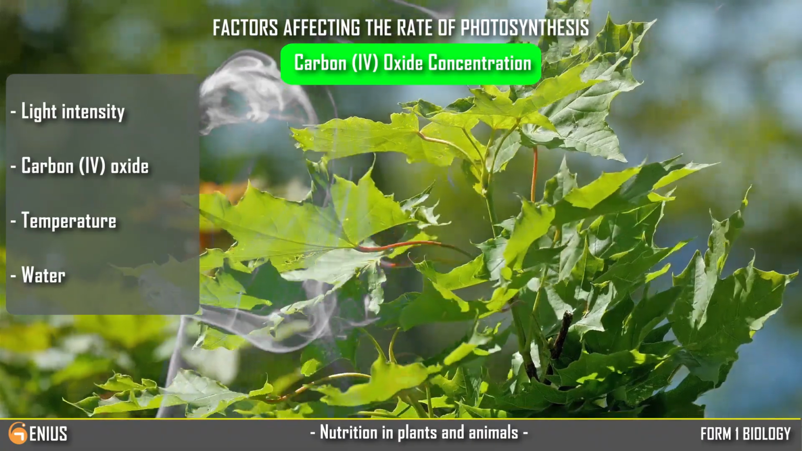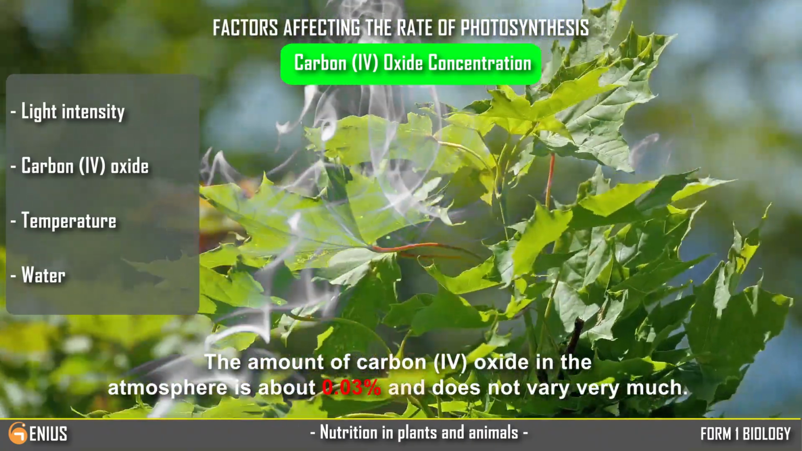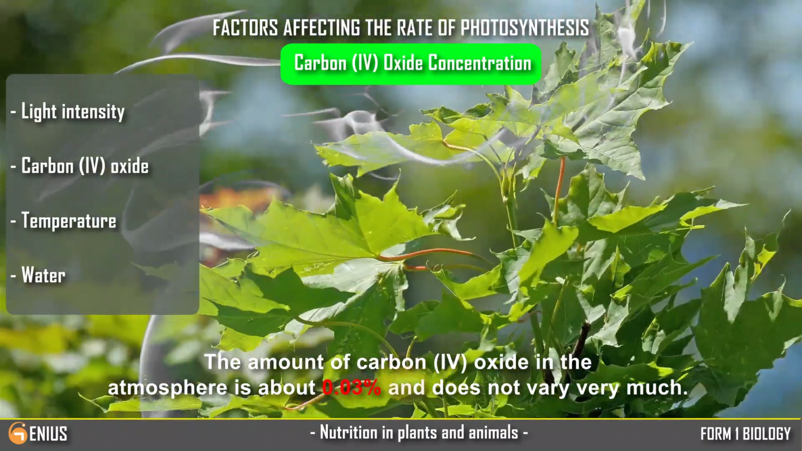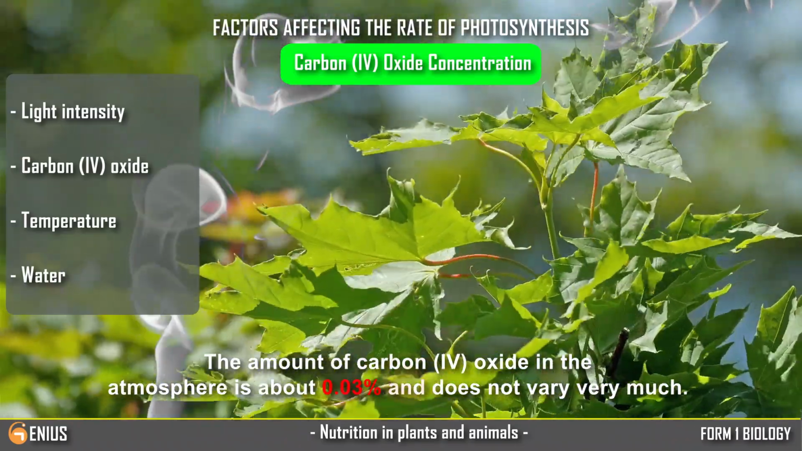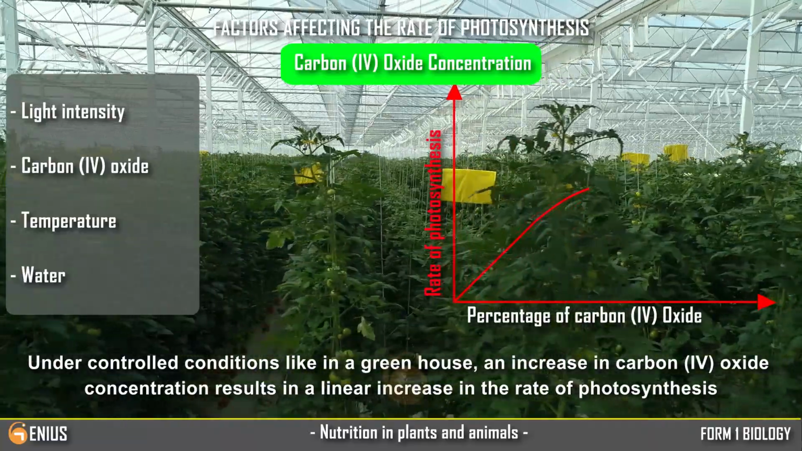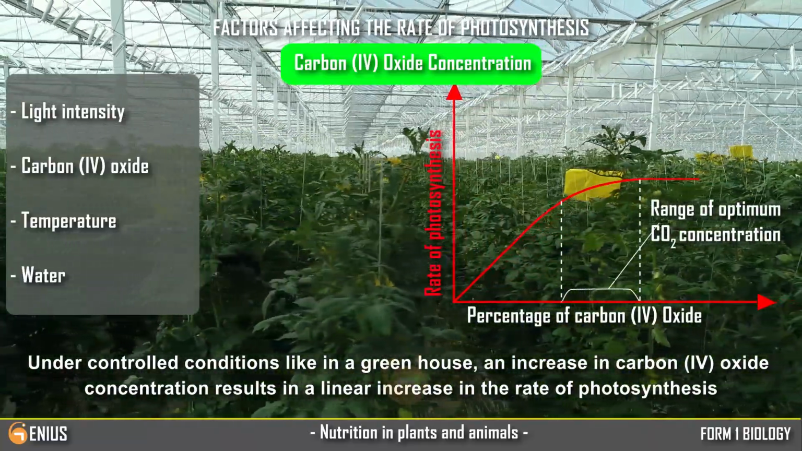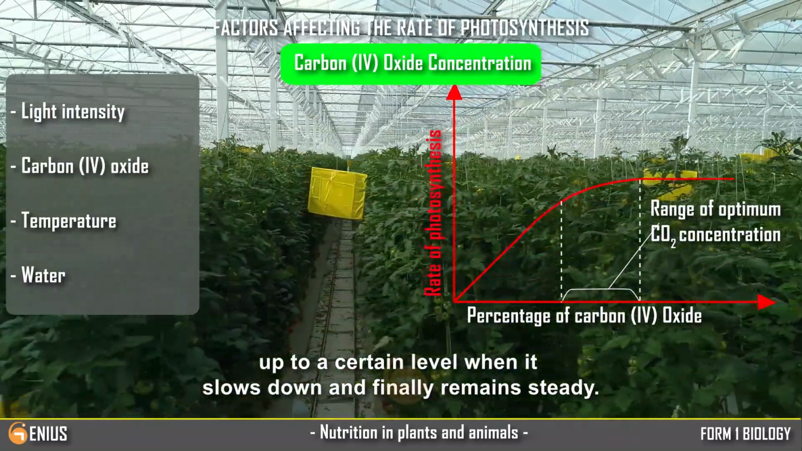Carbon dioxide concentration. The amount of carbon dioxide in the atmosphere is about 0.03% and does not vary very much. Under controlled conditions like in a greenhouse, an increase in carbon dioxide concentration results in a linear increase in the rate of photosynthesis up to a certain level, when it slows down and finally remains steady.